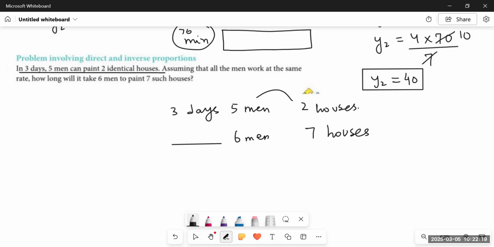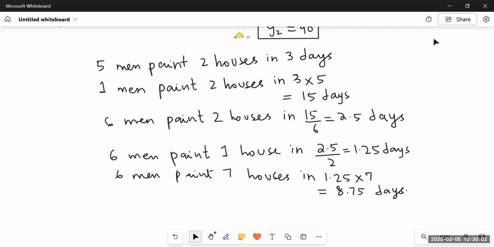At the start, we keep the number of houses constant at 2. Then the number of men is inversely proportional to the number of days. After we obtain 6 men, we keep the number of men constant. Then the number of houses is directly proportional to the number of days. So what are we going to do? We will multiply. If 5 men can paint 2 houses in 3 days, in the first case we will keep the number of houses constant. How? 5 men paint 2 houses in 3 days.